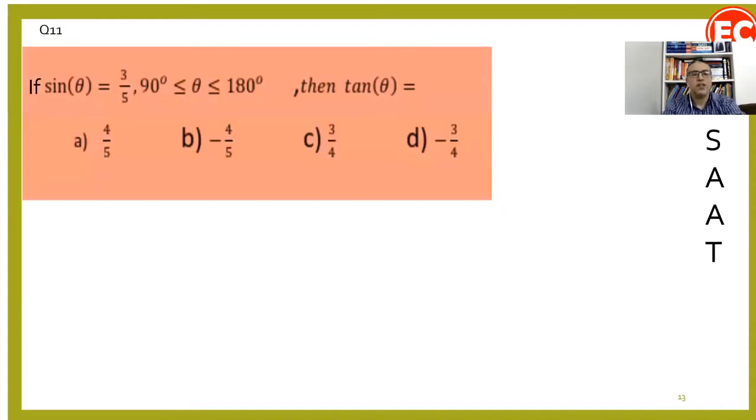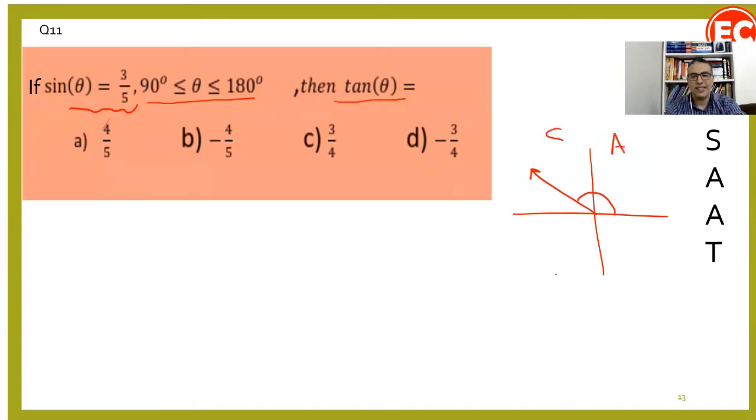If sine of the angle is 3 over 5, and we can notice that sine of the angle here is positive, and the angle lies in the second quadrant, so the angle is here. And what is the tan? According to ASTC, all is positive, sine is positive, tan is positive, cosine is positive. You can figure out that the tan here is negative. So I'm going to cancel C, I'm going to cancel A.